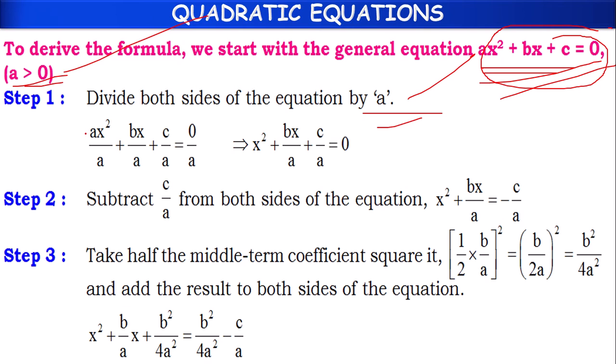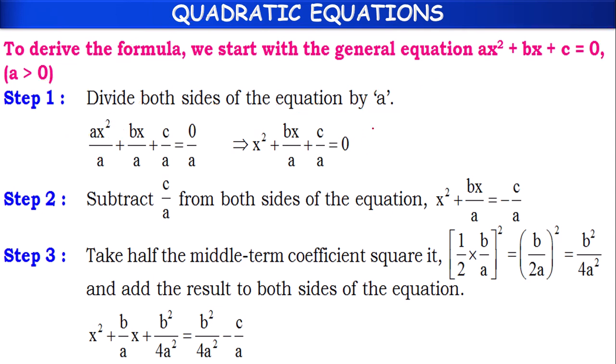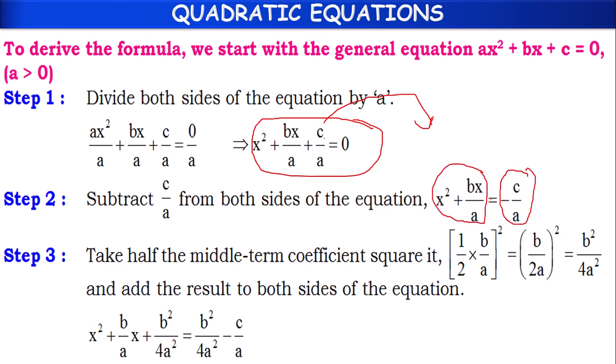So what will come? ax square by a, bx by a, c by a, 0 by a. We have divided all terms on both sides by a. a gets cancelled, x square will remain, bx by a is the second term, c by a the third term, 0 by a equals 0. Now let's take this c by a to the right hand side, it will become minus c by a. So x square plus bx by a equal to minus c by a.